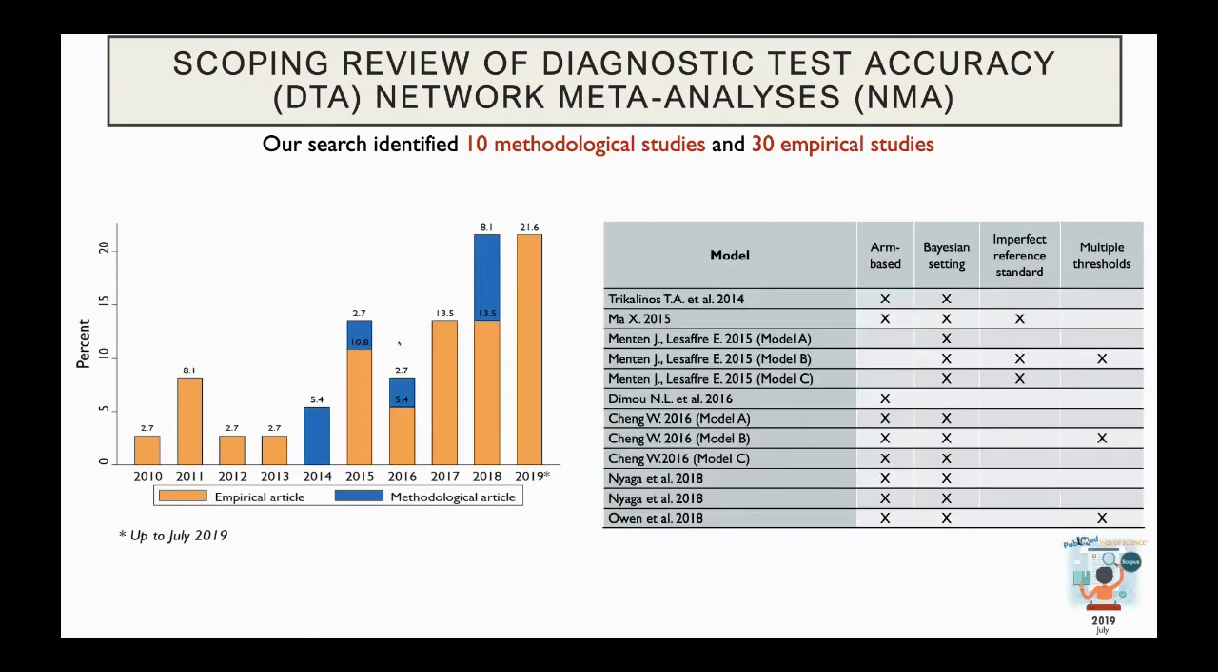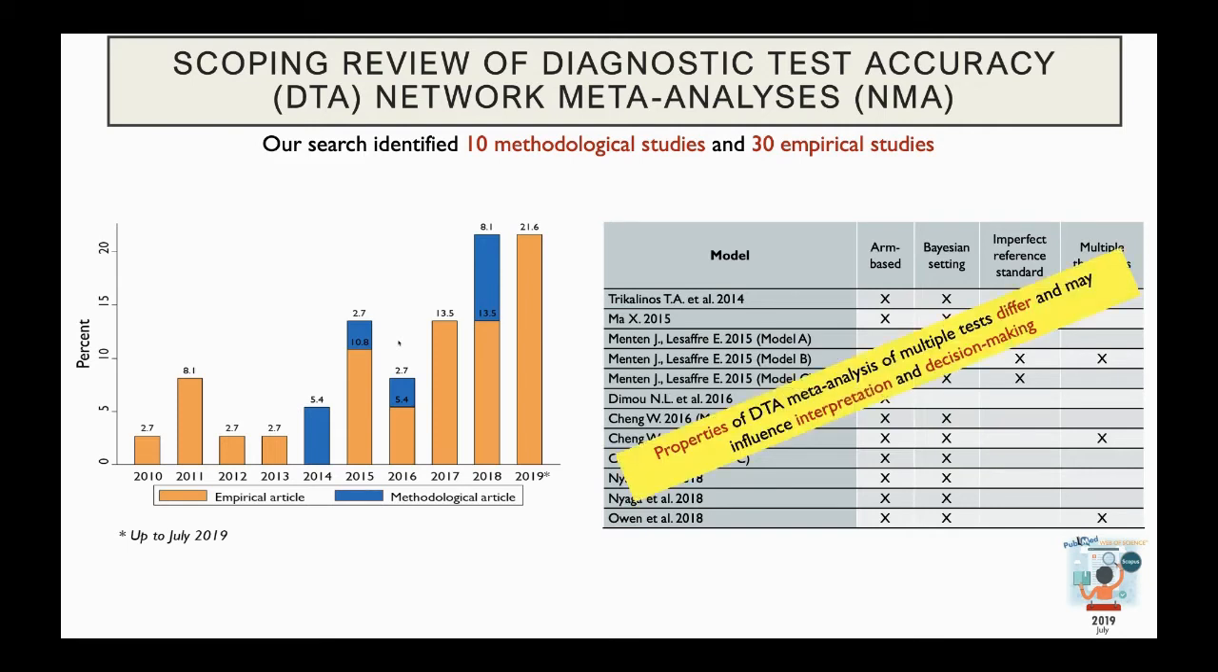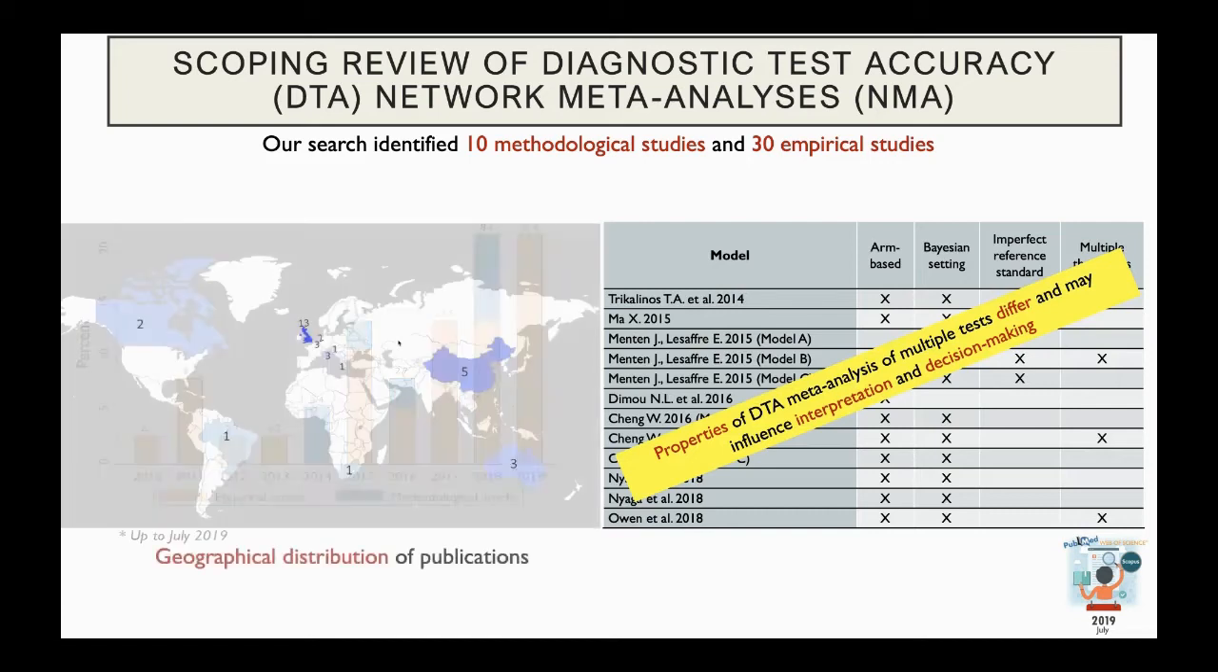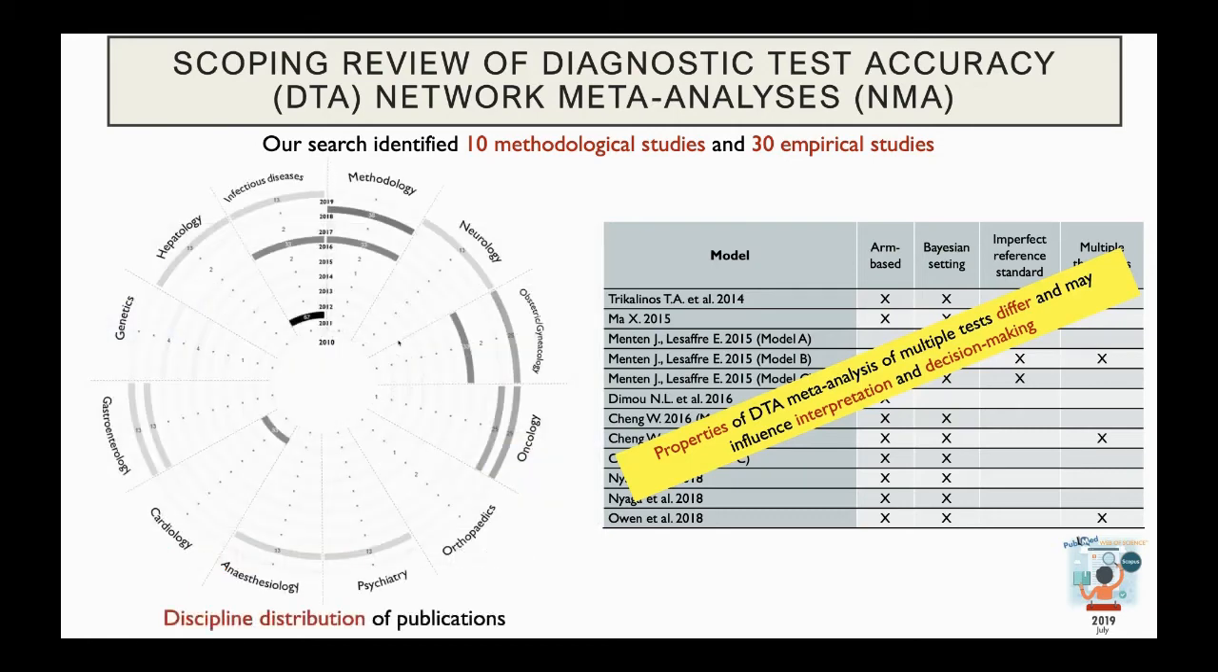In total, we identified 12 models with different properties, and the majority of these models can be performed in a Bayesian framework. Since the properties of the models differ, results may also differ and influence interpretation and decision making. Of the 10 empirical studies, only 5 provided the code used for their analysis, whereas most of the DTA NMA studies were conducted in the UK, as indicated by the affiliation of the corresponding author. Also, the majority of the DTA NMA papers were conducted in the discipline of infectious diseases.